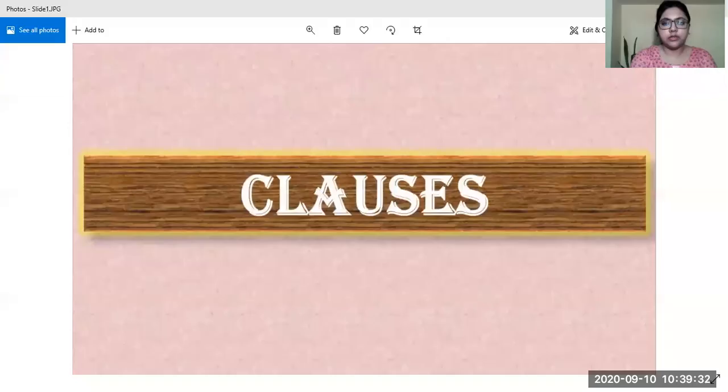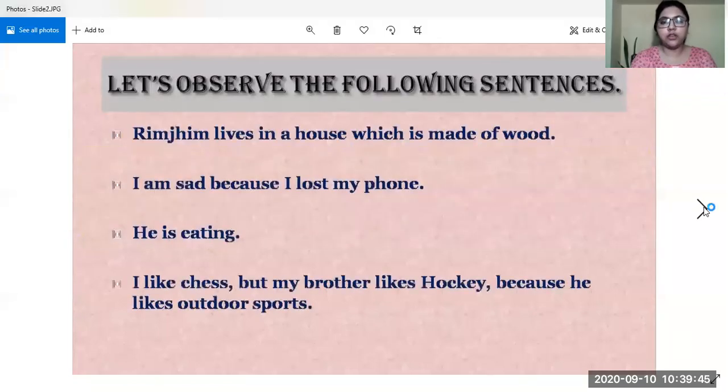Good morning, everyone. Today we'll be doing English grammar again, and the chapter which we are going to do today is clauses. Okay, so now it has become a ritual that before we start dealing with the concept of any chapter of grammar, we observe the sentences first. We look at the sentences and we try to analyze the things. All right.